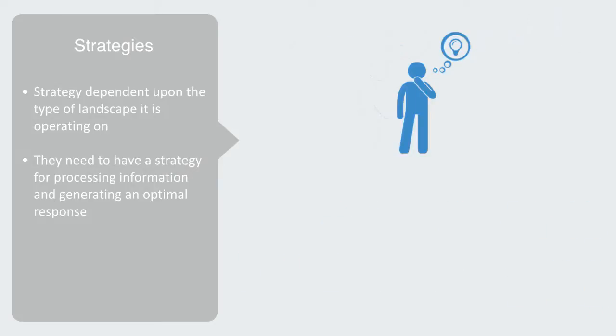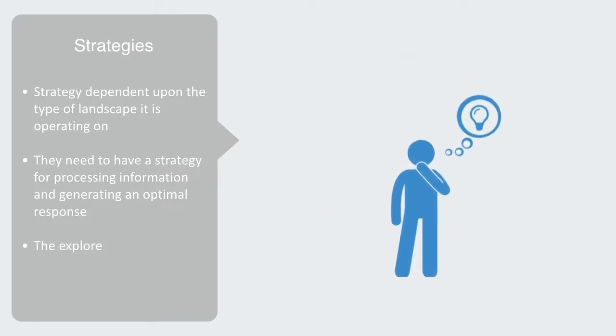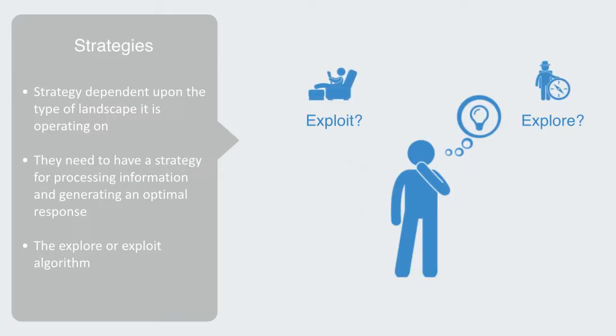We will call this the explore or exploit algorithm because an agent has fundamentally just two options: to either exploit their current position within the landscape or invest resources to go exploring for new solutions, that is to say, looking for higher peaks.